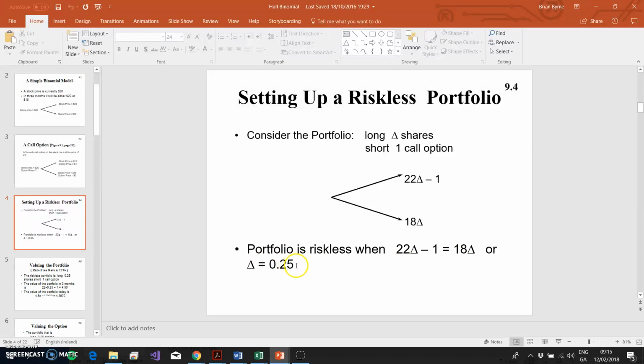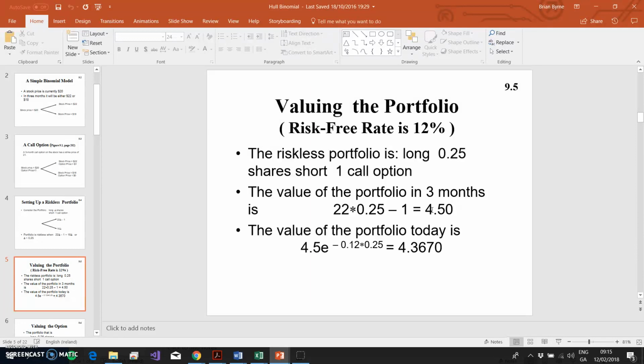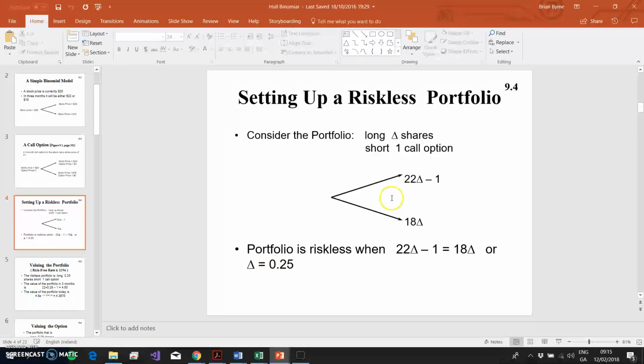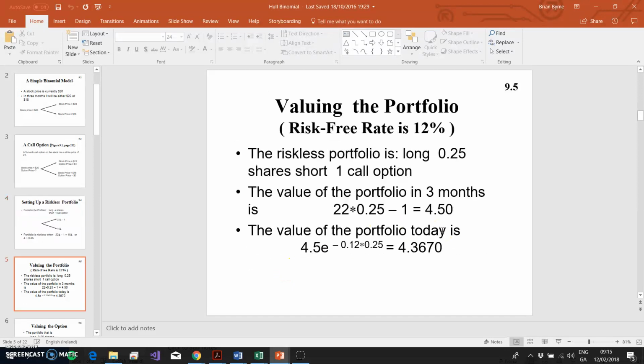The economic interpretation of this 0.25 is, in order to make the portfolio riskless, we would go long 0.25 stocks when we short one call option. Then regardless of what happens, whether the stock price goes up or down, the value of the portfolio is the same. Can we be sure about that? Well, yes. If we put 0.25 in here, 0.25 times 22 minus 1 is 4.50. And if we substitute 0.25 into the delta here, 0.25 times 18 is also 4.50. So the riskless portfolio is long 0.25 share, short one call option.